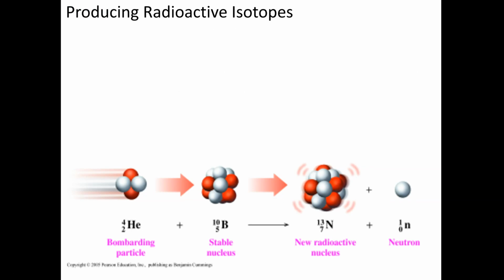Producing radioactive isotopes. Now that we've talked about fission and fusion, let's talk about how you produce radioactive isotopes, some of which are used for health purposes, and that's the big reason we care about this. Here you have a helium atom, or an alpha particle, being shot at a stable nucleus of boron, and you produce this radioactive isotope of nitrogen. You can see the ratio of protons and neutrons: exactly 7 protons but 6 neutrons, so it's not 1-to-1. That's why you can say it's radioactive. You'll also get a neutron as a result.